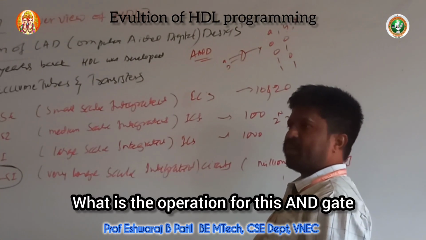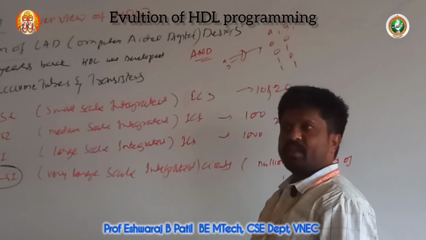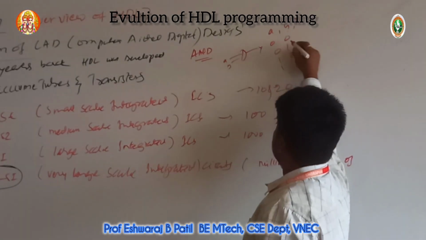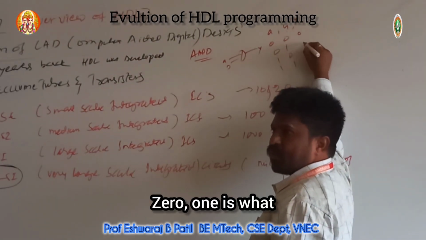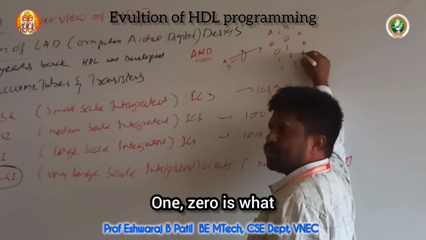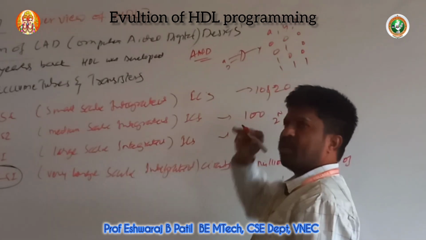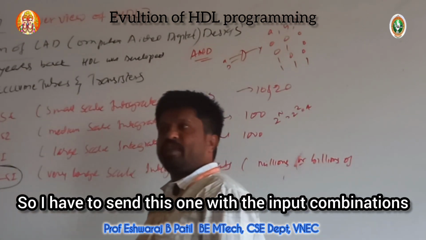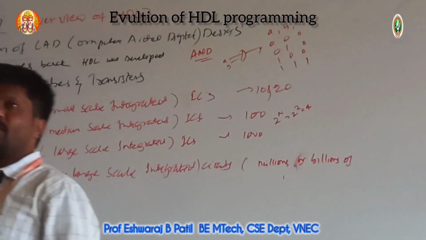What is the operation for this AND gate? It's the product form, combining by multiplication. 0 0 is what? 0 1 is what? 1 0 is what? 1 1 is what? 1. So I have to send the input combinations like this, and then I can check it.